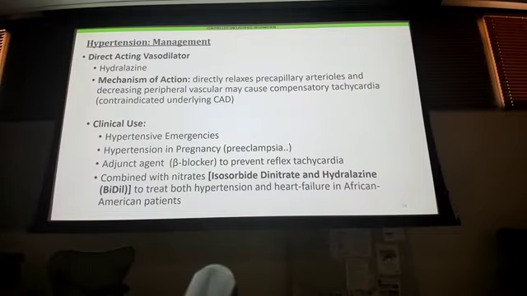And then you have the direct-acting vasodilators like hydralazine, which we typically will use in pregnancy and other hypertensive emergencies, okay? Which, again, we'll talk about those tomorrow. But these have a direct effect on the blood vessels themselves, causing them to dilate. It's a vasodilator, okay? But it has that direct effect on it.